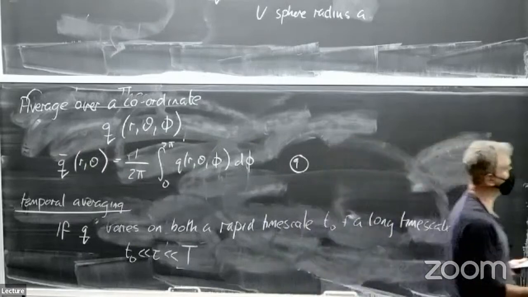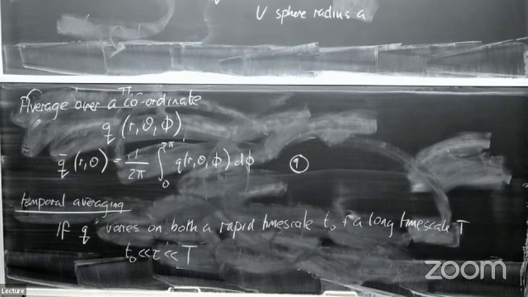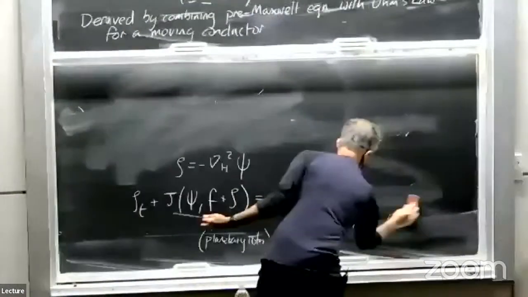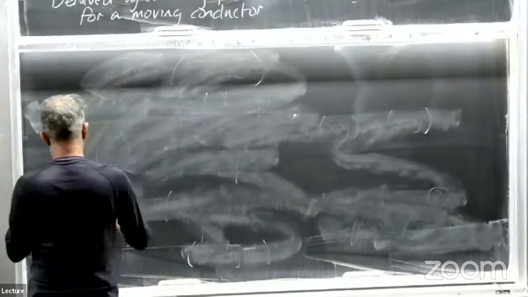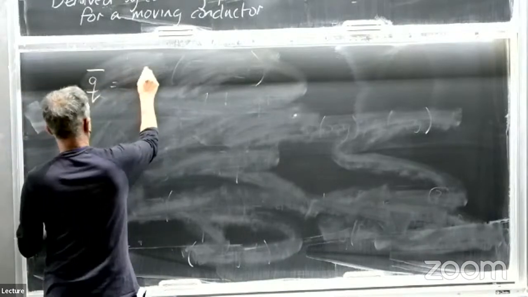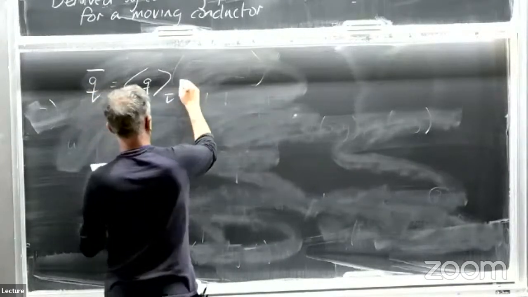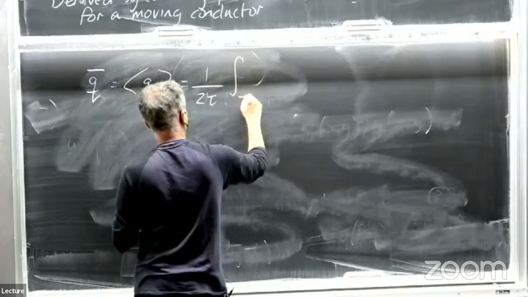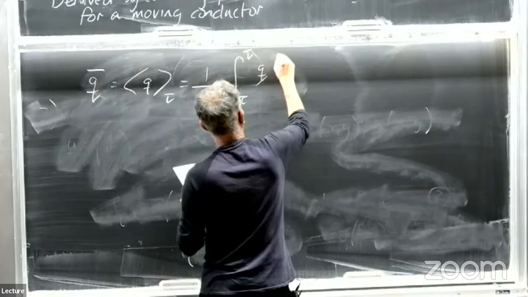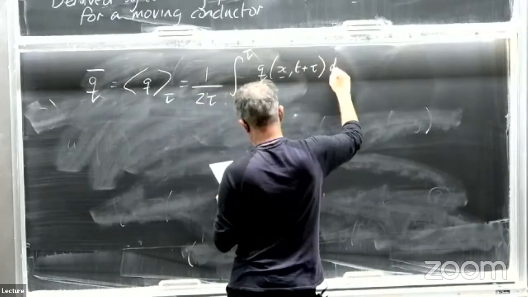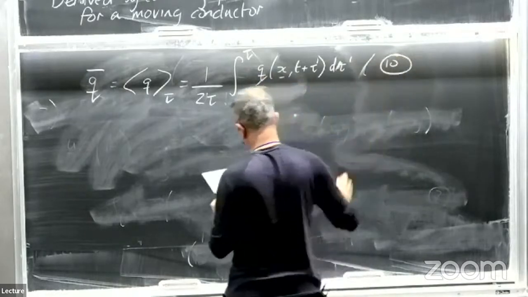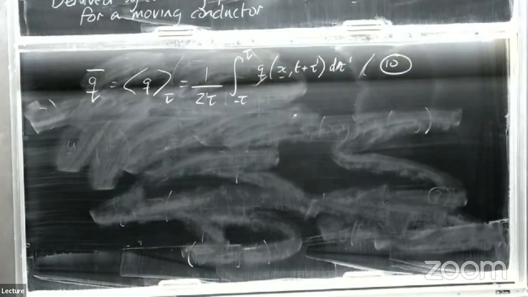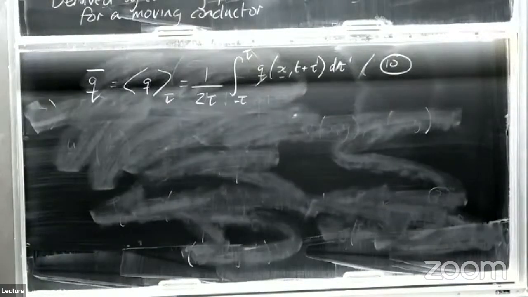And move over here. So I might define Q bar. Okay, so again, I've got some fast varying thing, I've got some slow varying thing. If I pick an intermediate timescale, the fast varying thing is going to integrate to 0, and I'll just be left with the slowly varying thing.